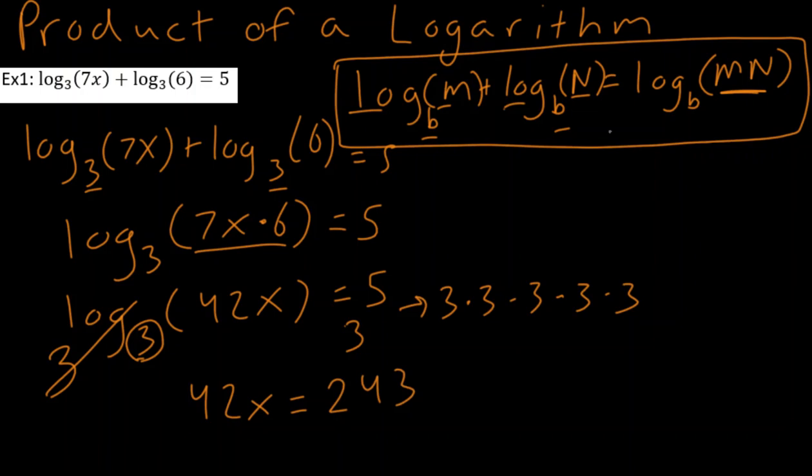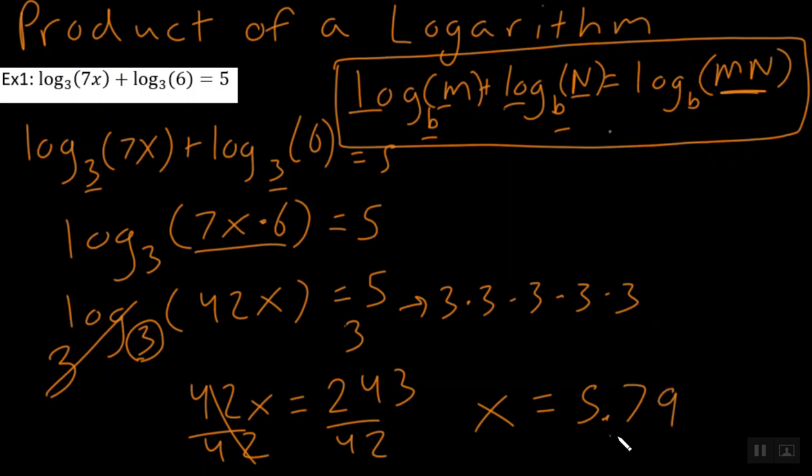Now from here, we simply have to divide both sides by 42, and of course, x would be 5.785, or let's just call that 5.79, just rounding to 2 decimal places. Okay, let's go ahead and move on to example number 2.